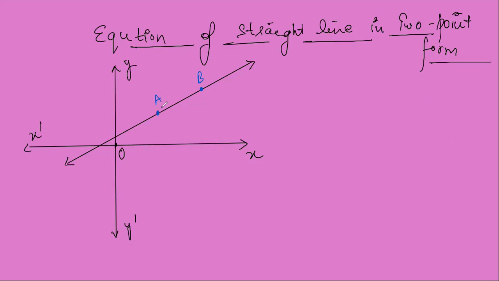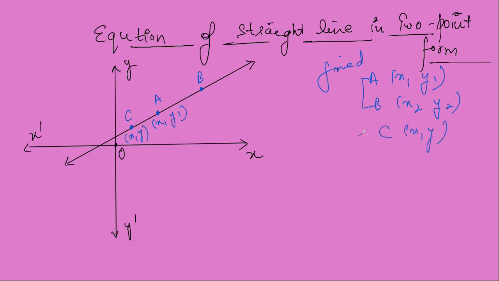Of course, we will use the slope only, the formula for slope. This is the point A, this is the point B. The coordinates I have taken for A are x1, y1, and for B, x2, y2. Please remember, A and B are the fixed points that I have taken on the line. Now I will take any point C on the same straight line, and the coordinates of that point I have taken as x comma y.